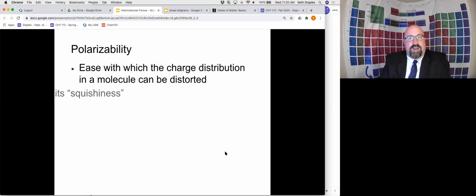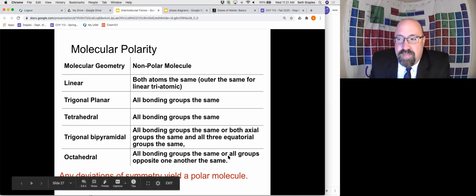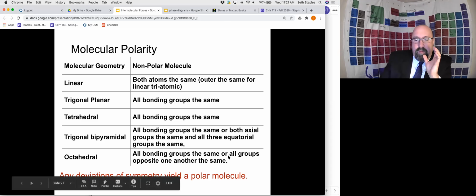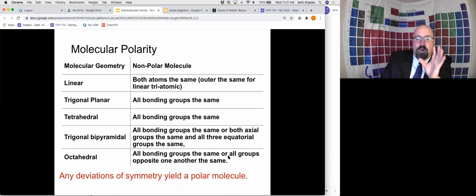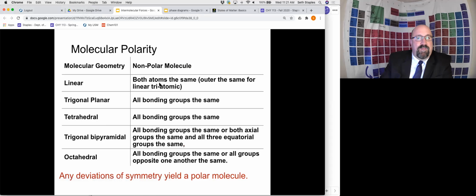We talked about polarizability, sometimes called the squishiness of a compound. Remember that in nonpolar molecules, the only force present is the London dispersion force. That would be in situations where we have molecular geometries that are linear, with both atoms being the same, or the outer atoms being the same if it's triatomic.